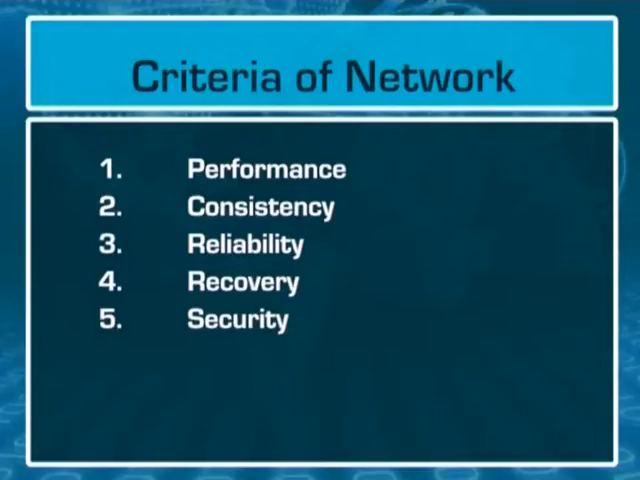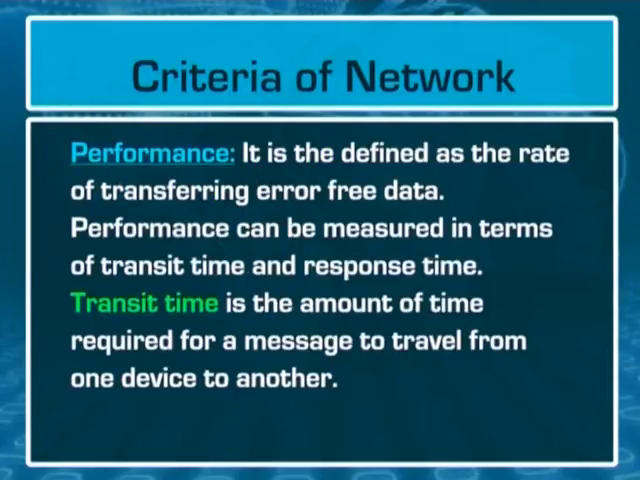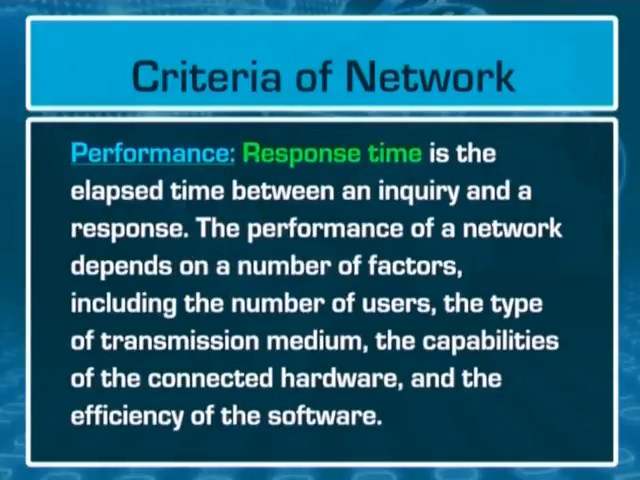The most important of these are: number 1, performance, number 2, consistency, number 3, reliability, number 4, recovery, and number 5, security. Let us study all the criteria one by one. Number 1, performance. Performance is defined as the rate of transferring error-free data. Performance can be measured in terms of transit time and response time. Transit time is the amount of time required for a message to travel from one device to another. Response time is the elapsed time between an inquiry and a response.